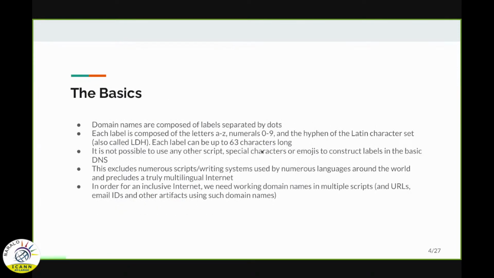So here is the basic information about domain names. Domain names are composed of labels separated by dots. So www.google.com would be 3 labels: www, Google, and com. Now, each label is composed of the letters A to Z, numerals 0 to 9, and the hyphen character of the Latin character set.